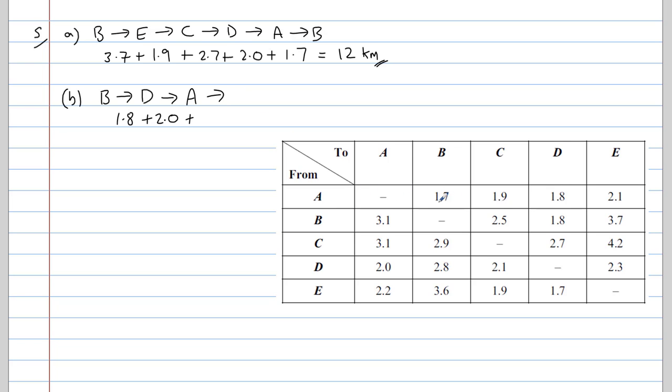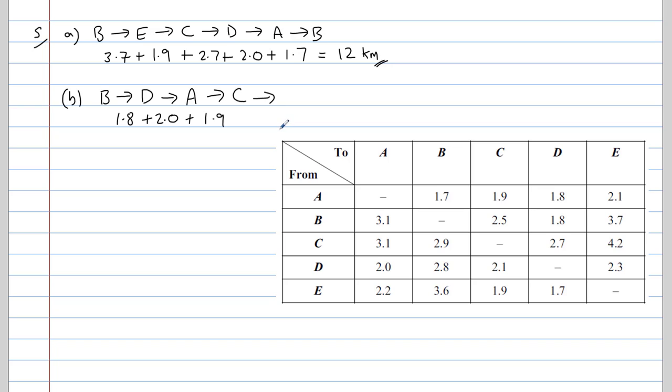From A, the least value in the table is 1.7 at B, but we can't go back to B yet, we've got to go everywhere else first. So the next shortest, D, we also can't go there. So we carry on, and C is the next shortest, so we'll go to C, which is plus 1.9.